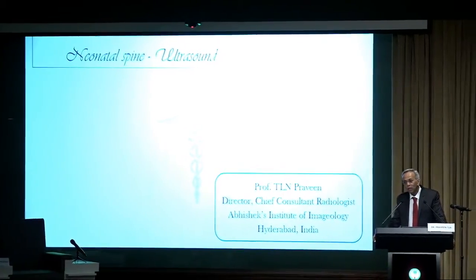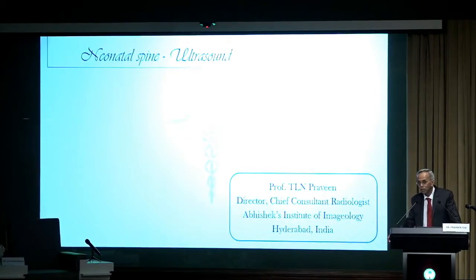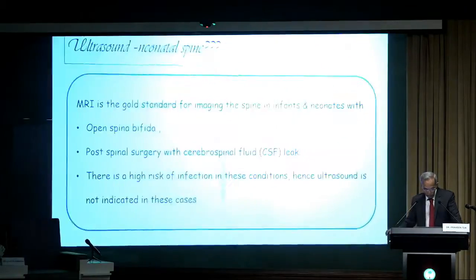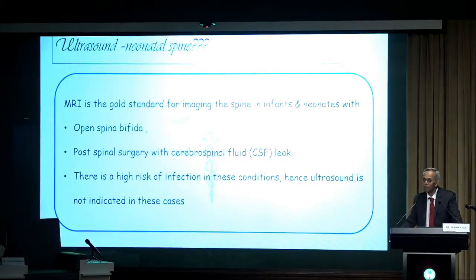The second important factor is the utilization of folic acid. As folic acid has been utilized pre-conception, at conception and post-conception, the incidence of neural tube defects has come down dramatically. So these are the two things responsible for the decrease in neonatal spinal abnormalities. But still we do come across certain abnormalities in the spine, particularly in the form of various closed and open neural tube defects.